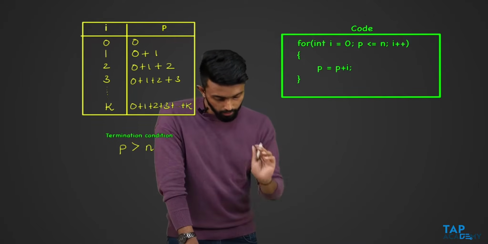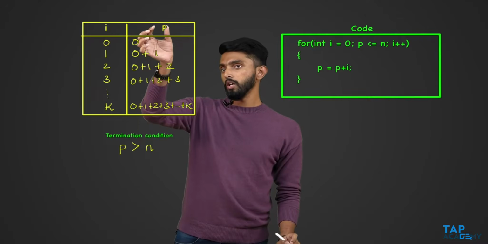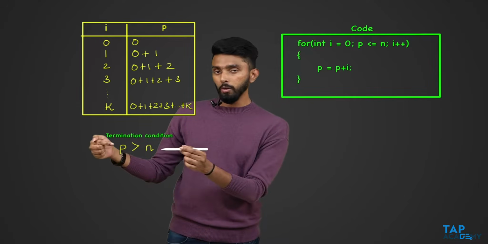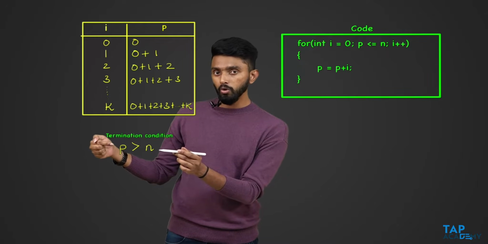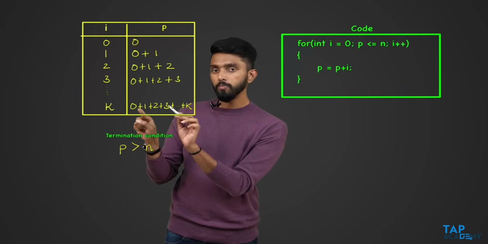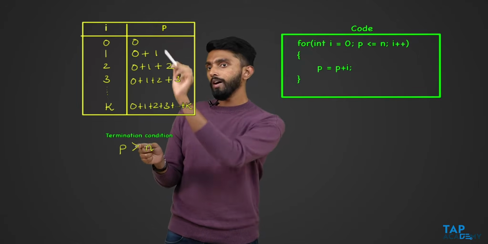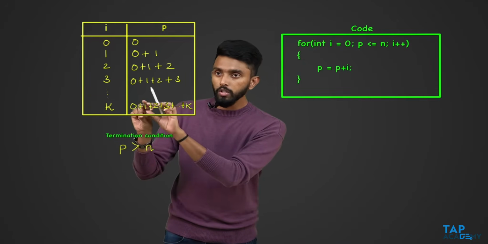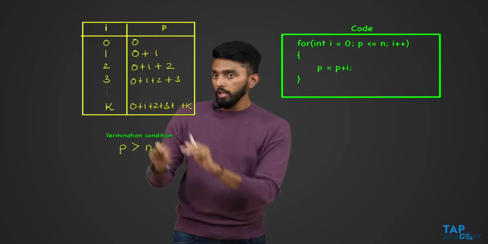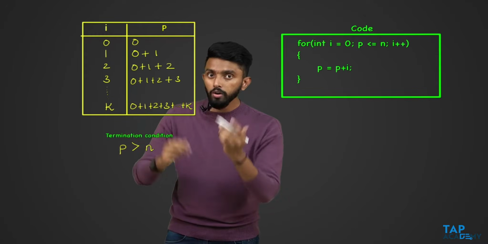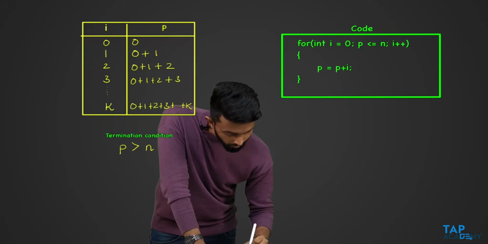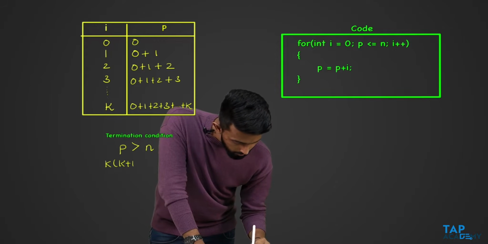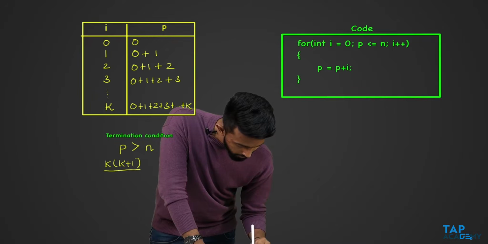Watch it carefully. First of all, look at this. The final value of p, which is going to determine where this condition is going to be satisfied, is this. Which means the p value is 0 plus 1 plus 2 plus 3 plus till k. Don't you think it's the sum of k natural numbers? If it is the sum of k natural numbers, you already know a formula. What is the formula for the sum of k natural numbers? k into k plus 1 divided by 2.